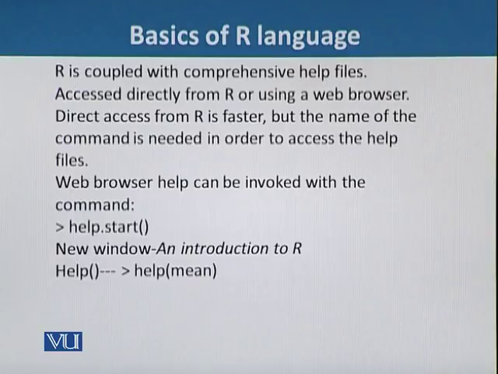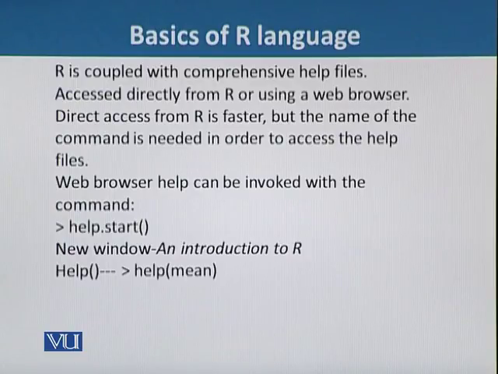So R is coupled with comprehensive help files. As we know, help files are present in most of the packages. These can be accessed directly from R or using a web browser. The web browser is especially suitable for searching new possible usable commands. Direct access from R is faster, but the name of the command is needed in order to access the help files. And we can write the command in the prompt as help.start, and in the brackets we can write any of the help we need at that time.